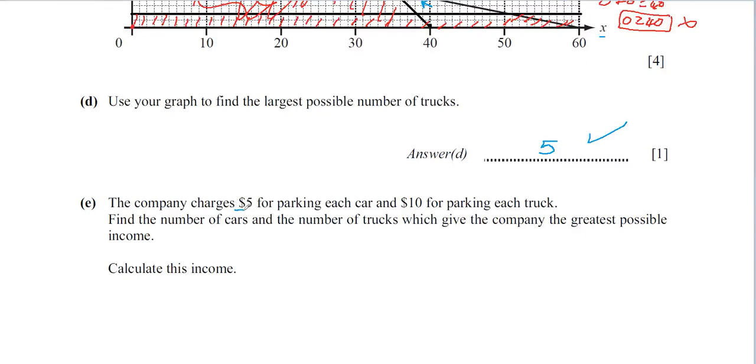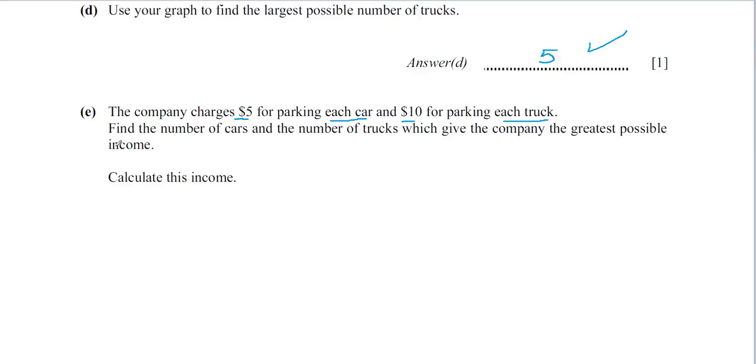The company charges $5 for each car and $10 for each truck to park in the area. So find the number of cars and number of trucks which give the company the greatest income. Calculate this income. So income is going to be equal to, if each car costs $5 to park in this area, and we have x number of cars, the total amount we receive for charging the cars will be 5 times x, and the total amount we receive from charging the trucks is 10 times the number of trucks, which is y. So this is the income.